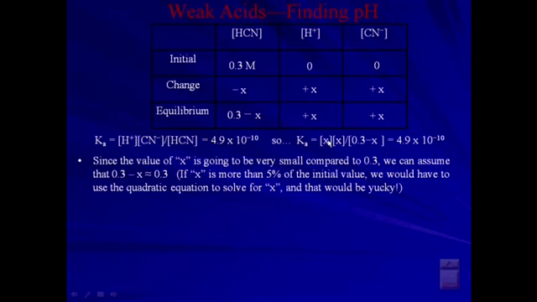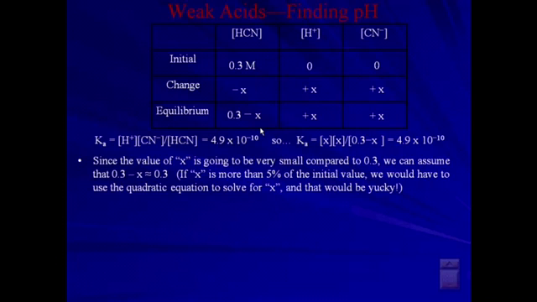Because if you actually do solve for x, you'll realize that with this k sub a value, it is so teeny tiny compared to your 0.3. In other words, I'm telling you that the x value is almost negligible. It says if x is more than 5% of the initial value, so your initial value is 0.3, if it's about 0.5, then you probably have to do a quadratic equation. So that saves an awful lot of time.